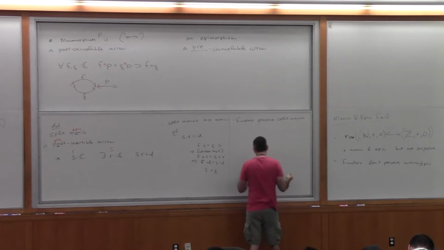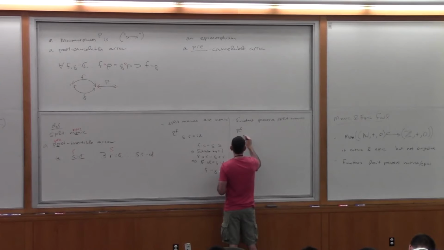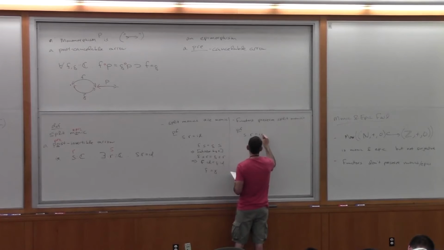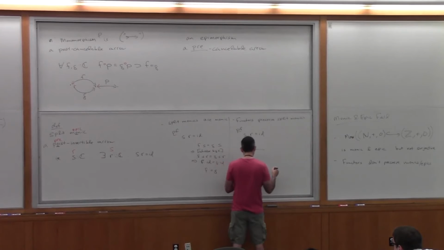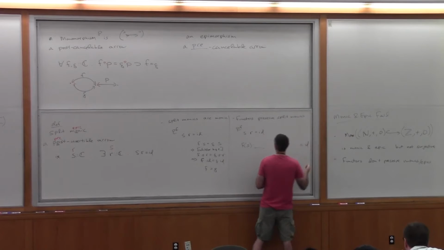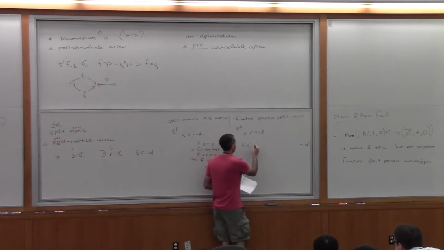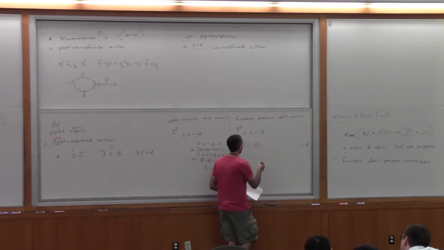Okay, so again, we assume that S followed by R is an identity. And now we want to show that F of S followed by something is the identity. What's the obvious choice to try here? F of R, right? So let's see if we can make this work out.